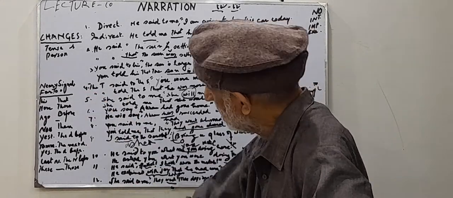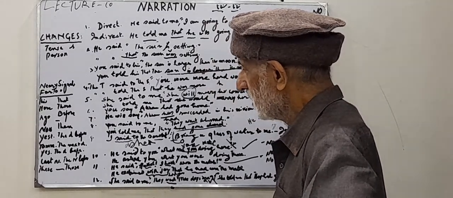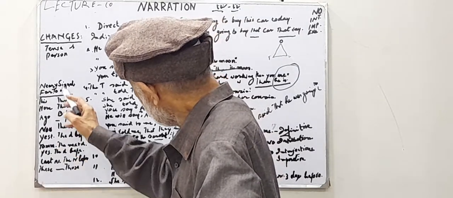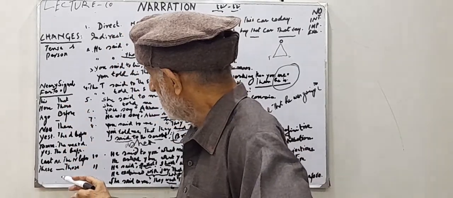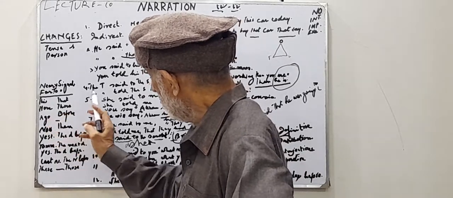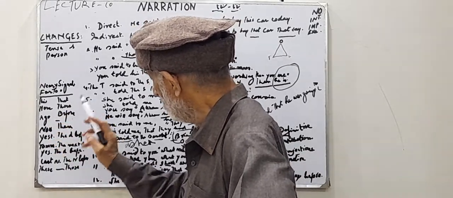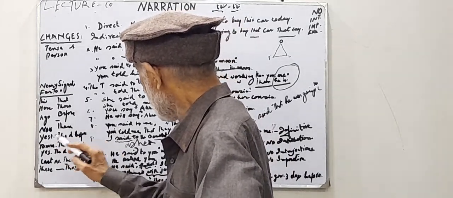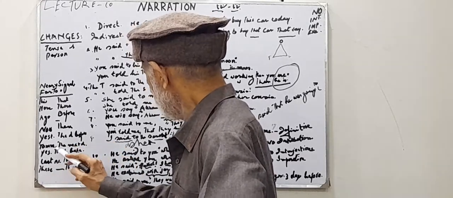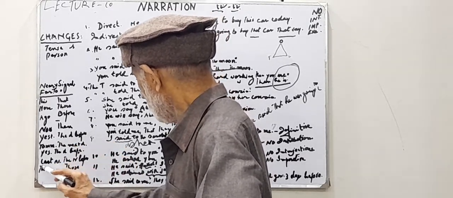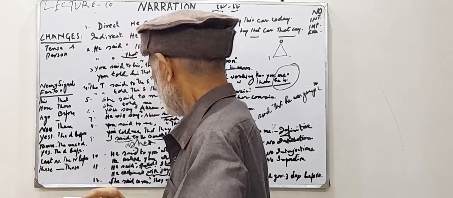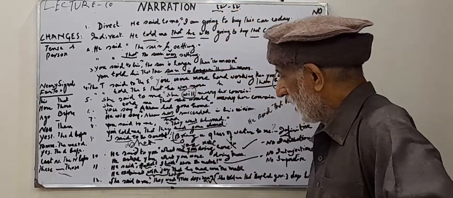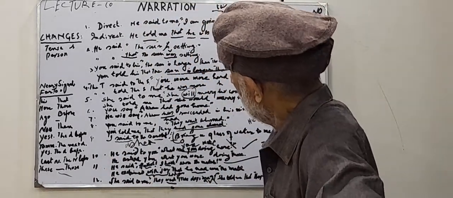Here is a list. These are near signals and these are far signals. This, that, here, there, ago, before, now, then. Yesterday, the day before, tomorrow, the next day. Yesterday, the day before, last, the day before. These, those. Well, that is your direct and indirect.